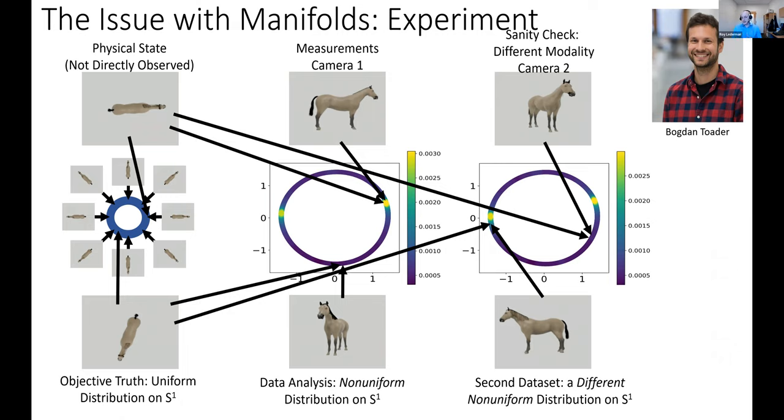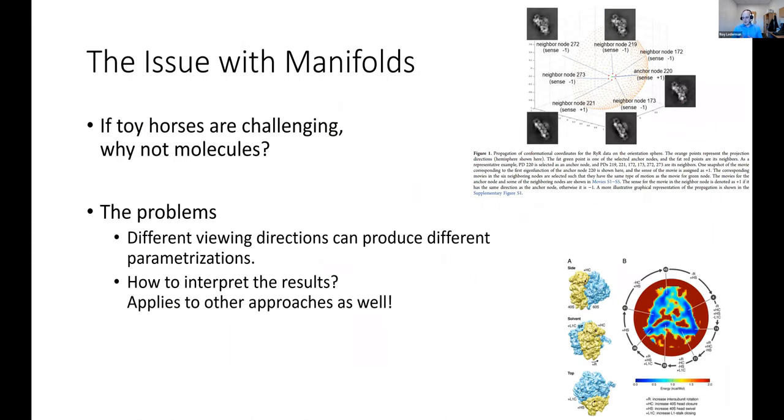If you think about it, there's actually a very simple reason for this. The metric for these images doesn't correspond exactly to the metric that you would think about for the physical state. But the implication is that from different viewing directions, you would get slightly different manifolds, which makes it very difficult to stitch them together.